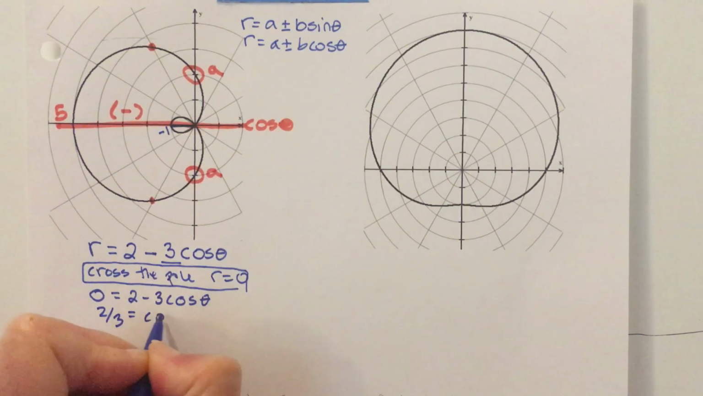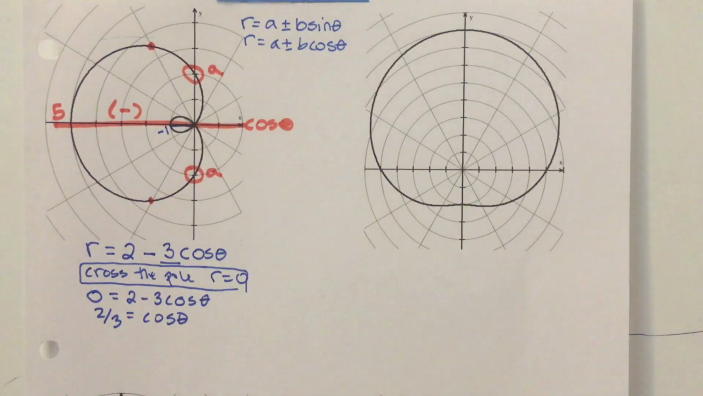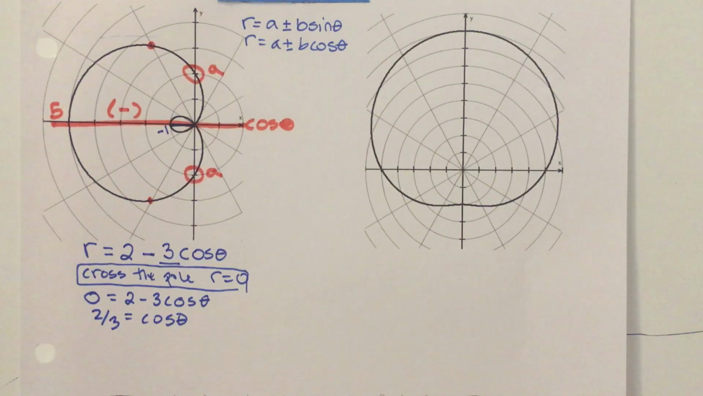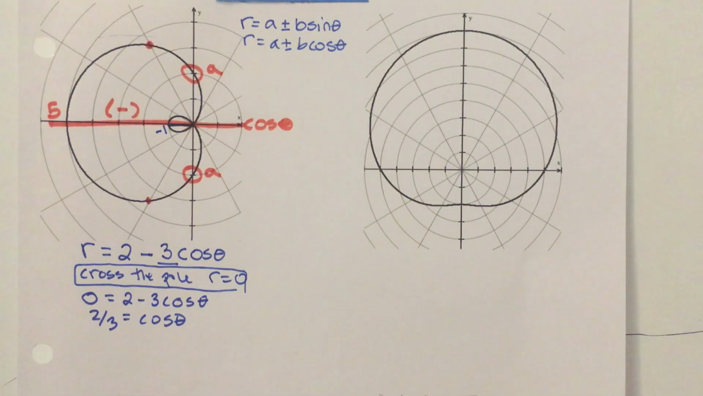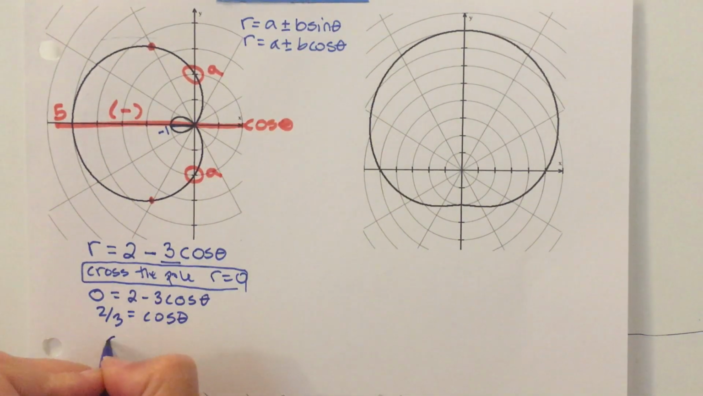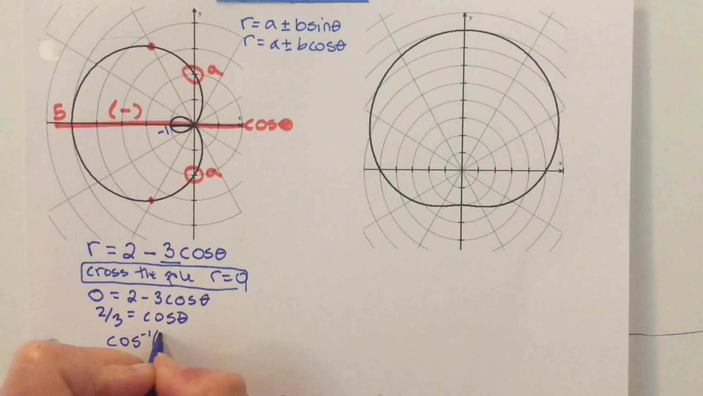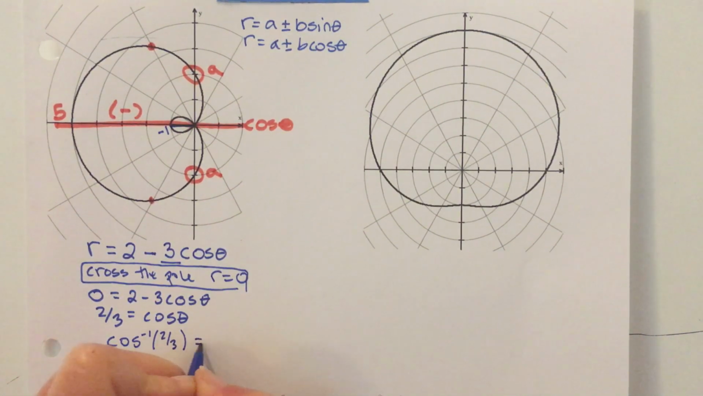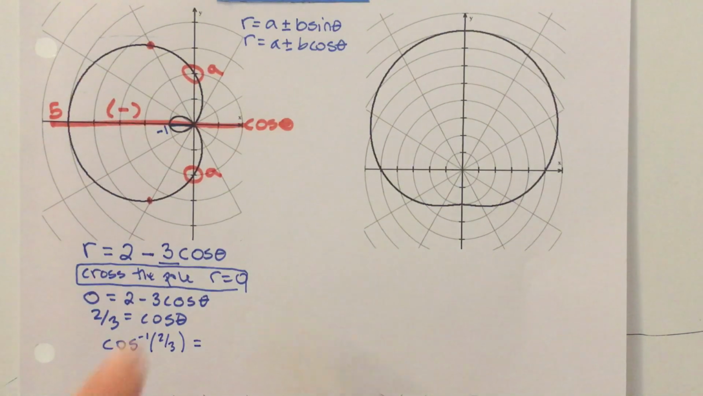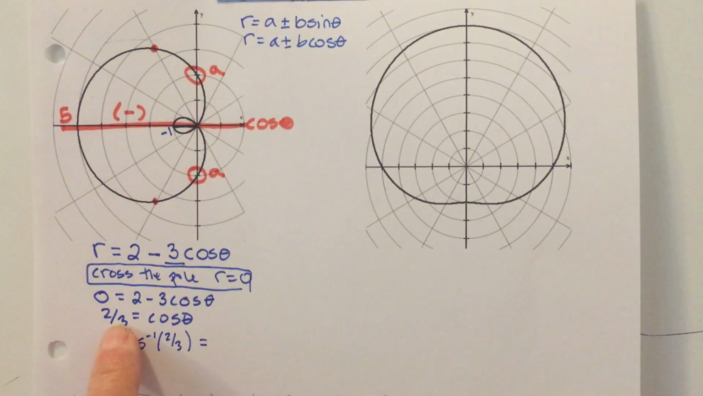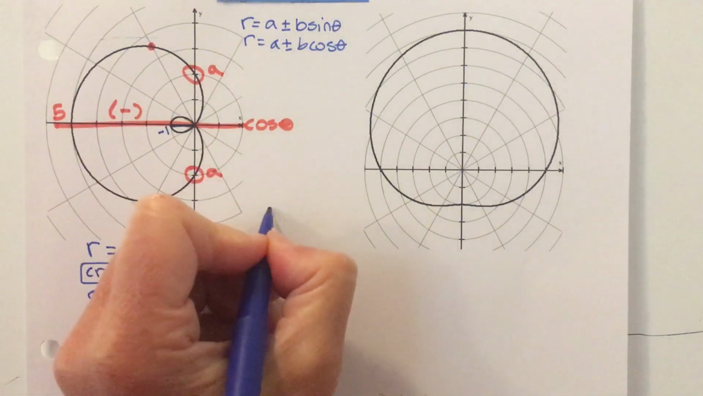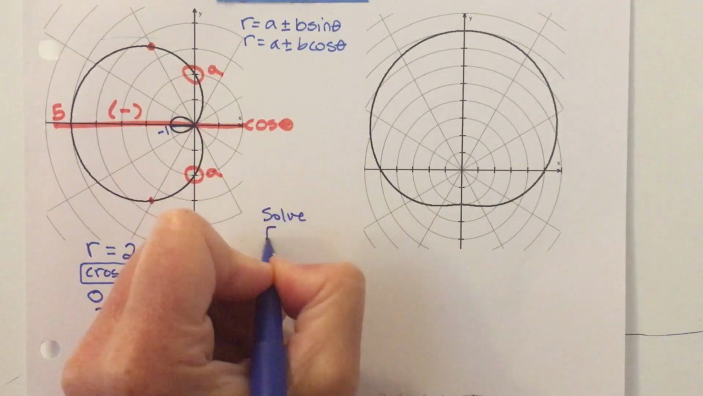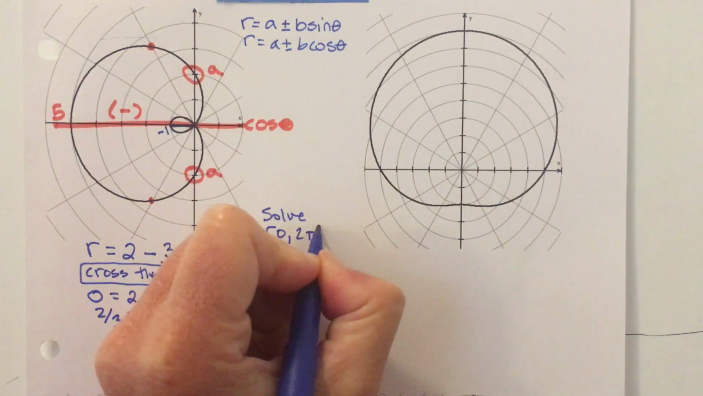So you get 2/3. Now sometimes this is going to be like a half or root 3 over 2, like a unit circle angle, but of course 2/3 is not. So the only proper way to solve this is to do cosine inverse of 2/3. And remember, I know this is tricky, but this is an equation. We're going to solve, sorry, I didn't write this, we're going to solve all of our equations between 0 and 2 pi.